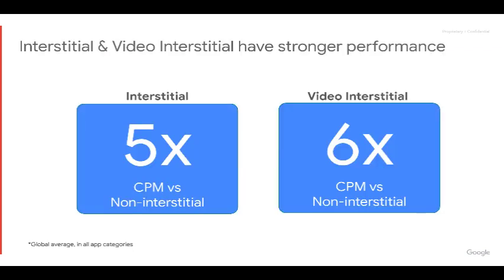When we do a comparison between interstitial ads versus banner ad formats, we see that interstitial and video interstitials definitely have stronger performance. The global average for the earnings potential, when we look at CPM in all app categories, is that an interstitial ad can provide you 5 times as much CPM versus a non-interstitial ad format. And then when you open it up to a video interstitial, then the CPM goes up to 6 times that of a non-interstitial ad format.